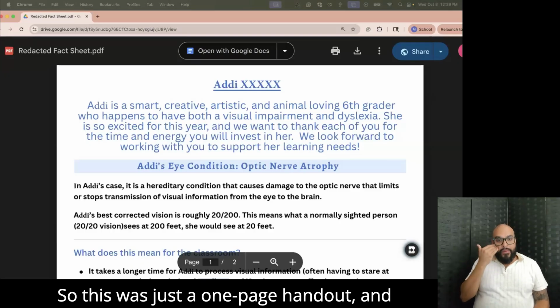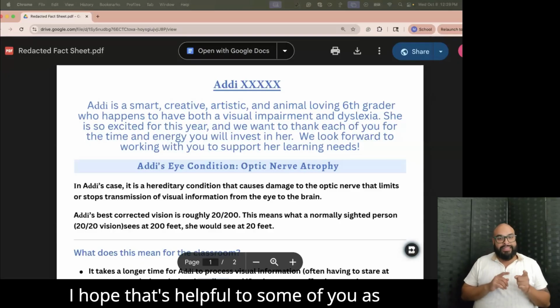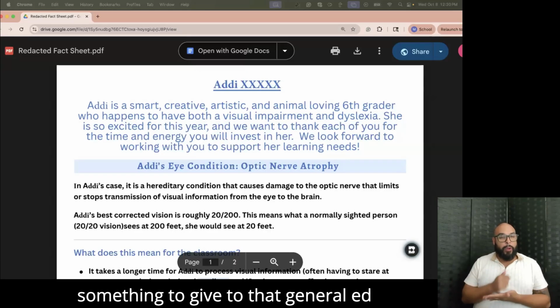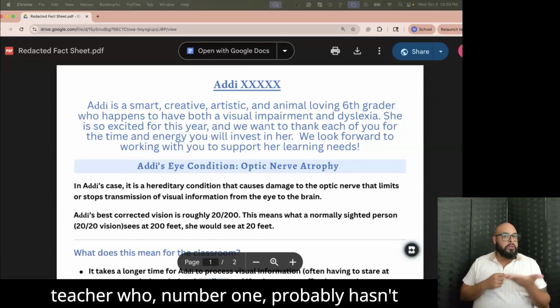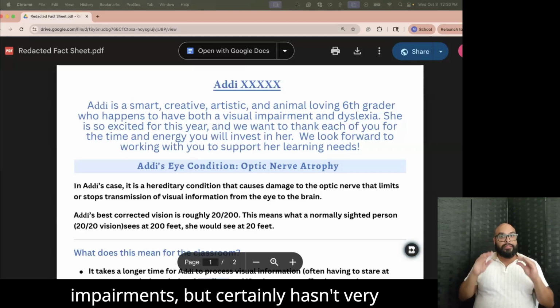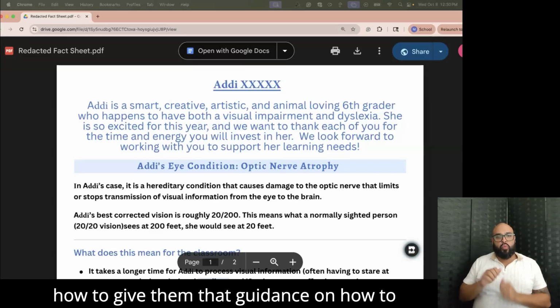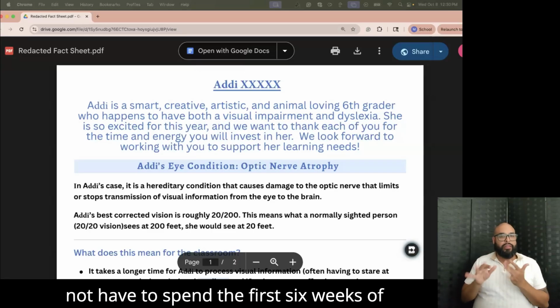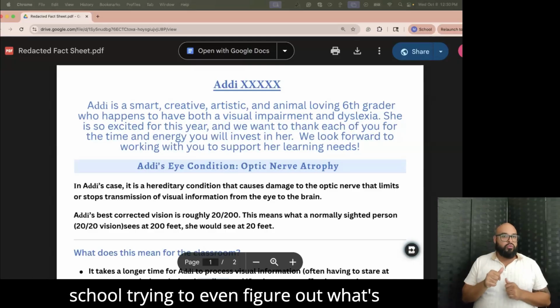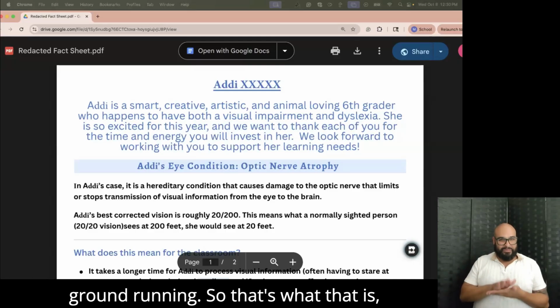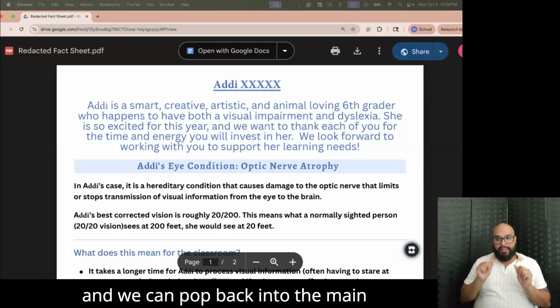So this was just a one-page handout, and I hope that's helpful to some of you as something to give to that general ed teacher who, number one, probably hasn't had many students with visual impairments, but certainly very likely hasn't had one with a comorbid SLD, and how to give them that guidance so they don't have to spend the first 6 weeks of school trying to figure out what's going on, and hopefully we can hit the ground running. So that's what that is, and we can pop back into the main PowerPoint.